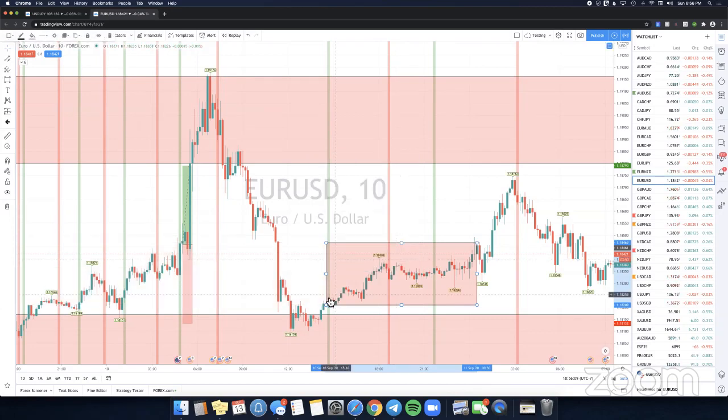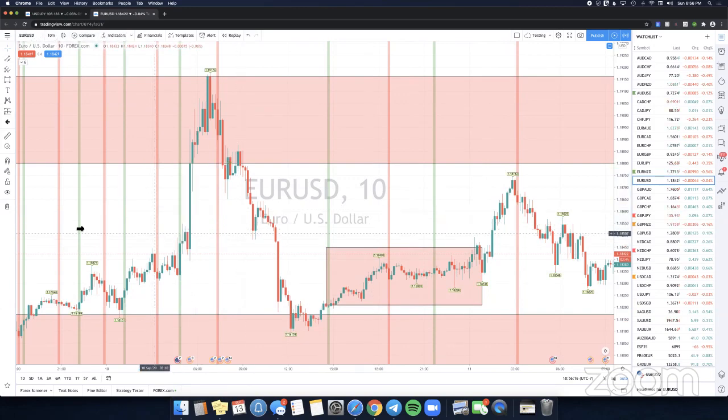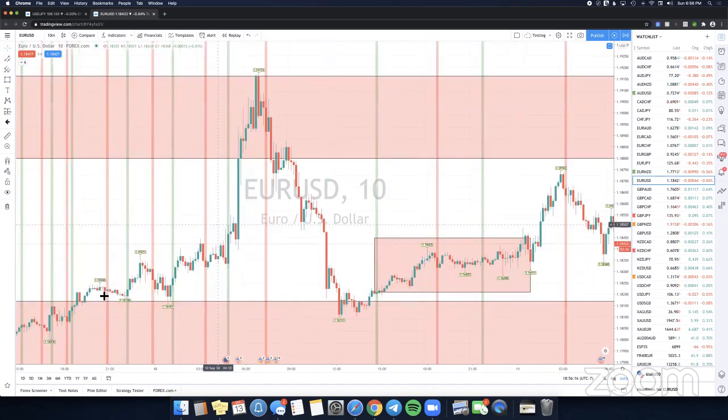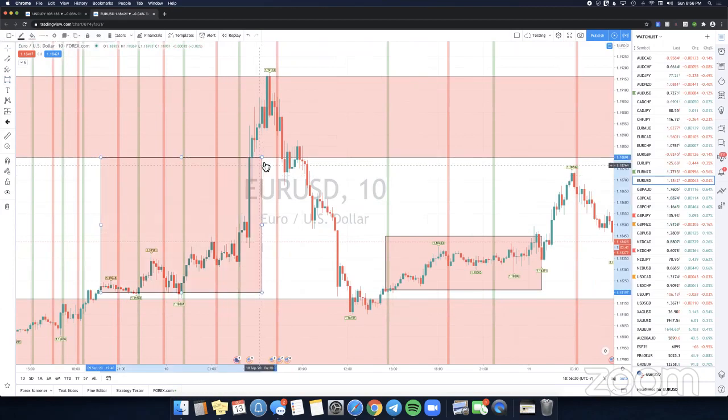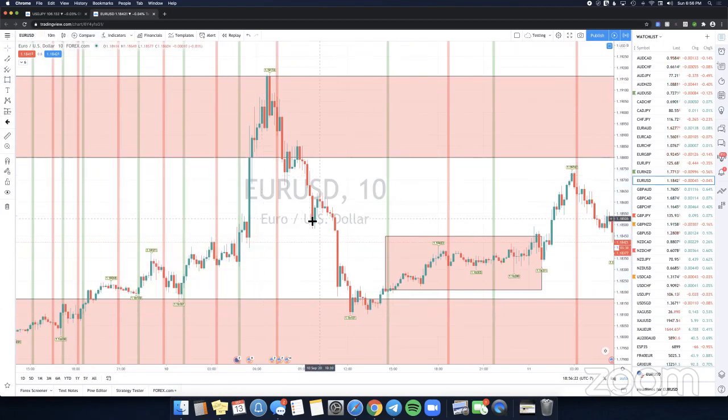This is the Asia session right here. You can see that it pretty much just goes sideways for the whole day, versus if you're trading during the London or US session over here, where you can see huge movements. So it really depends on what time frame you're trading on.